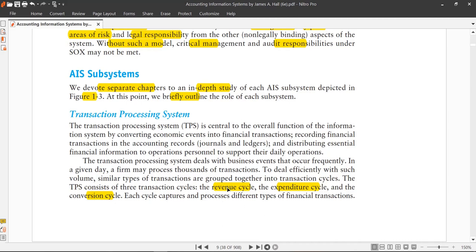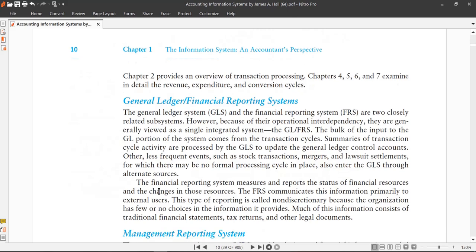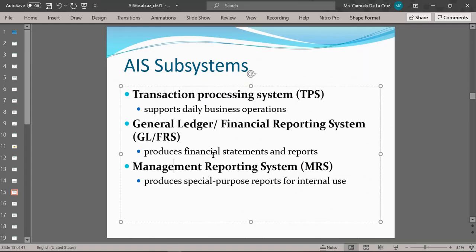The revenue cycle is about sales. Expenditure is about purchases and other expenses. The conversion cycle is production, the conversion of raw materials to finished goods. Then this one, the general ledger and FS, is about the financial statements. And then this one, special purpose. We'll discuss this next.